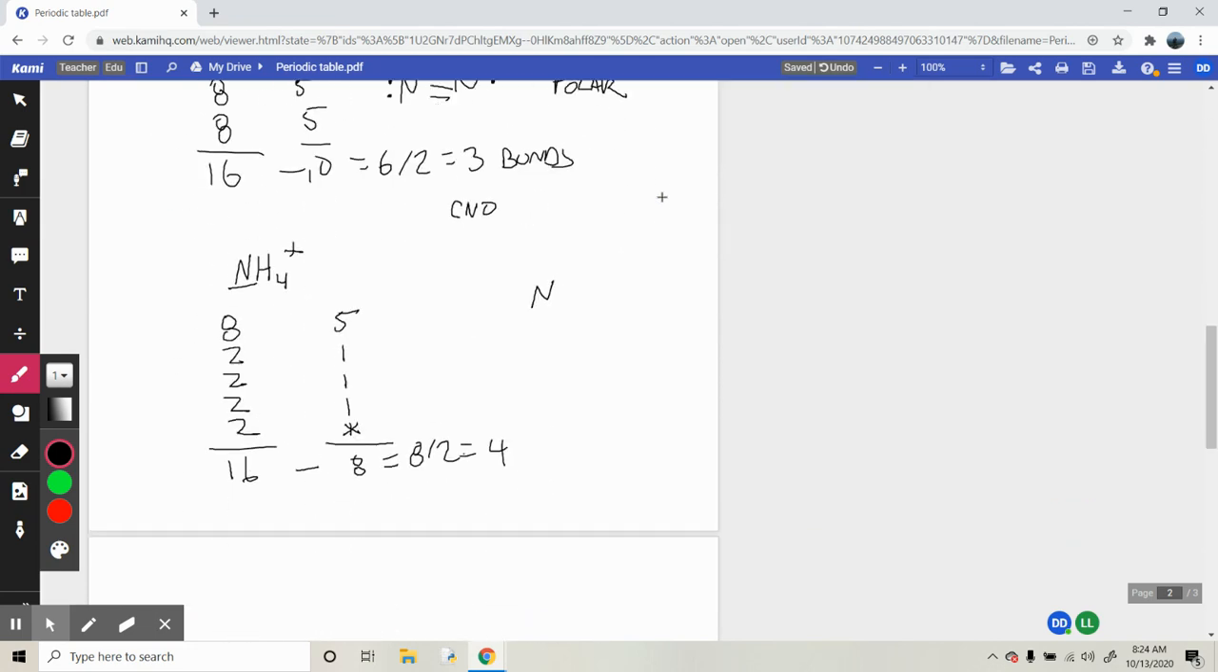Back to where we were. Nitrogen's in our center because it's by itself. Hydrogen's on the outside because they're never in the center. 4 bonds. 1, 2, 3, 4. Okay, let's make sure everything's got their rules satisfied. Hydrogen's duet rule: they're each surrounded by 2. Nitrogen is the octet rule: 2, 4, 6, 8. They're happy, and it matches our 8 valence electrons, so this is good.